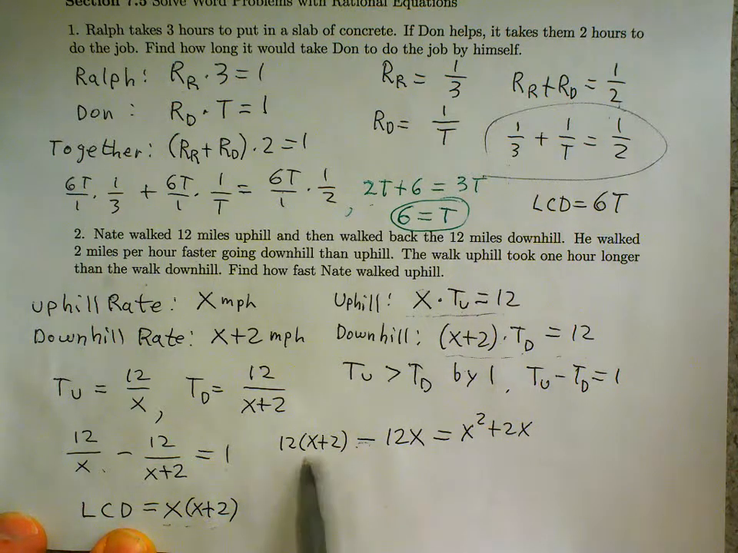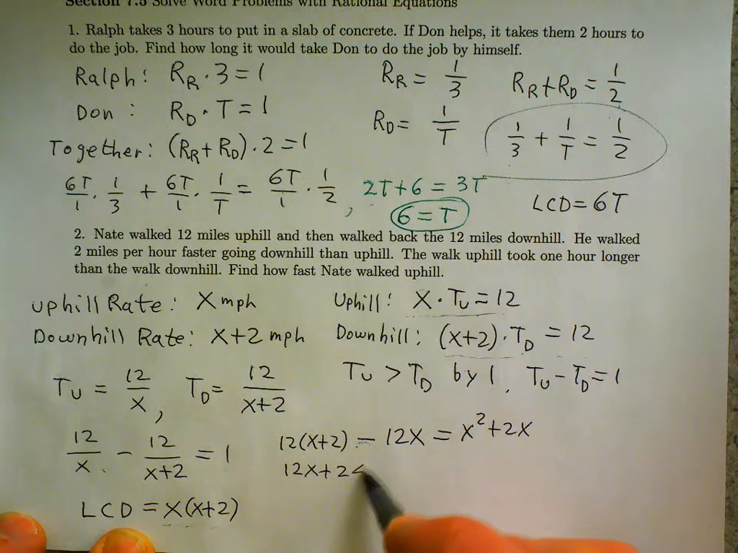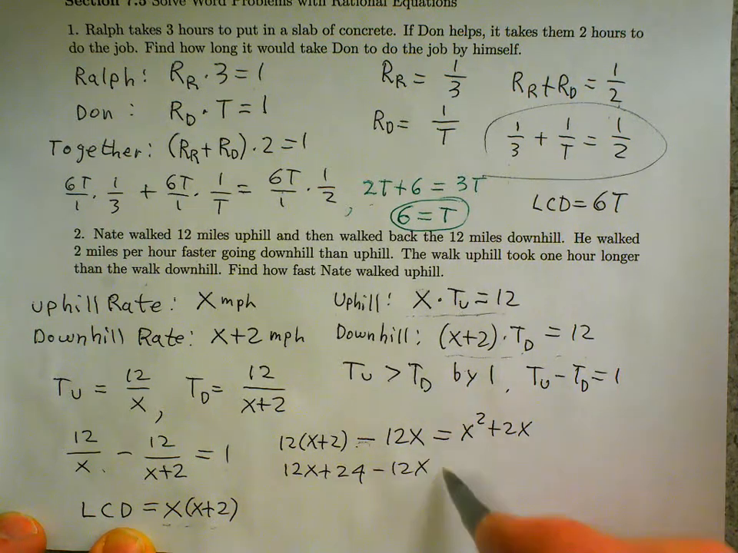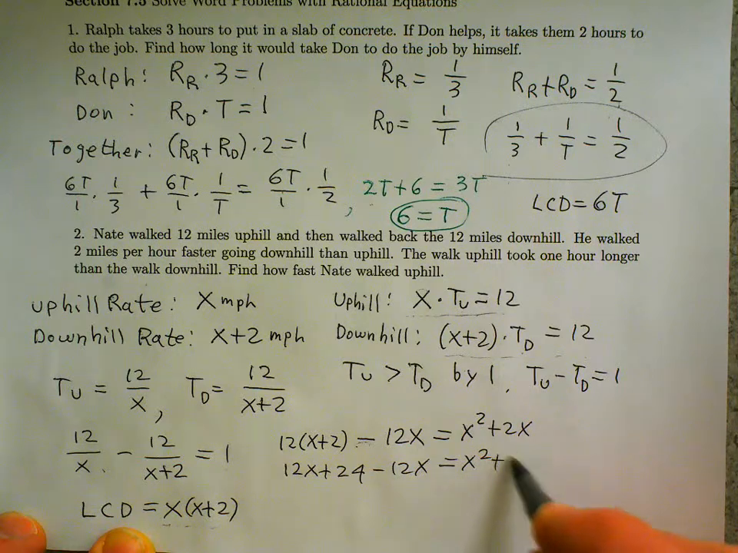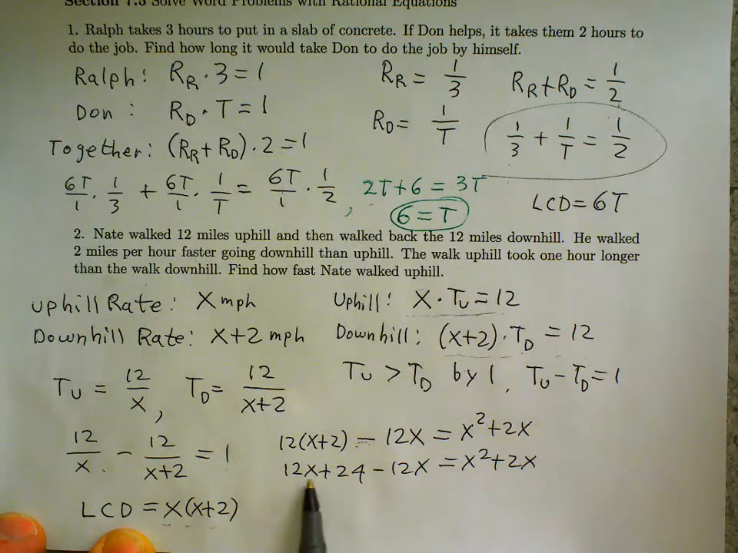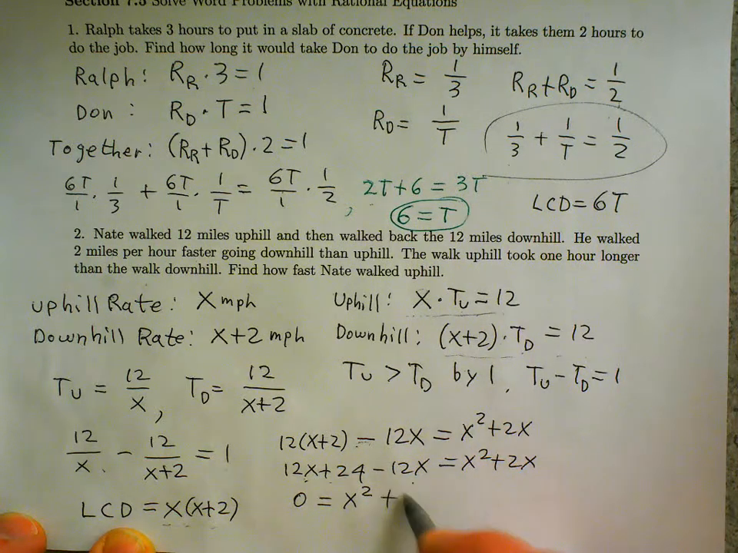And then we just solve this equation for x. So here we have 12x plus 24 minus 12x equals x squared plus 2x. Notice the left-hand side simplifies to 24. So when we subtract 24 from both sides, we get 0 equals x squared plus 2x minus 24.